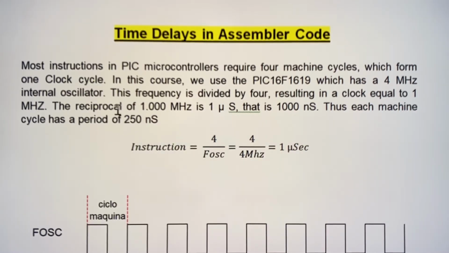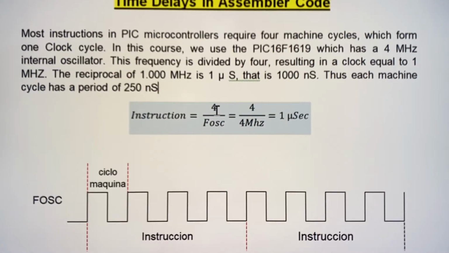The time period for 1 MHz is 1 microsecond. That is 1000 nanoseconds, okay? Thus, each machine cycle has a period of 250 nanoseconds. So this is how we do the division of the oscillator frequency by 4, and we get the 1 microsecond.